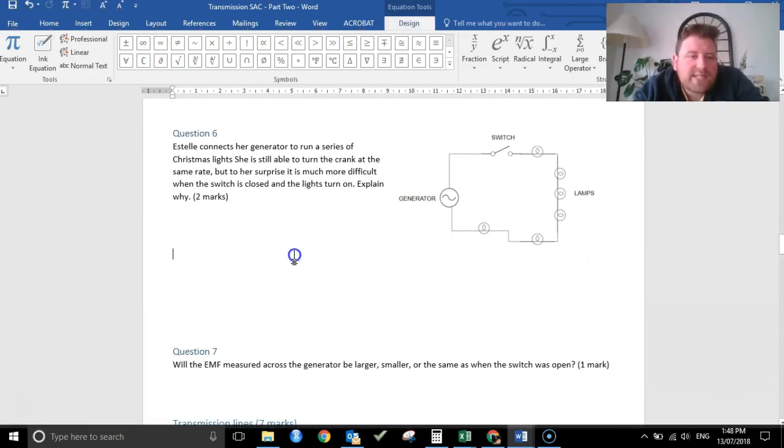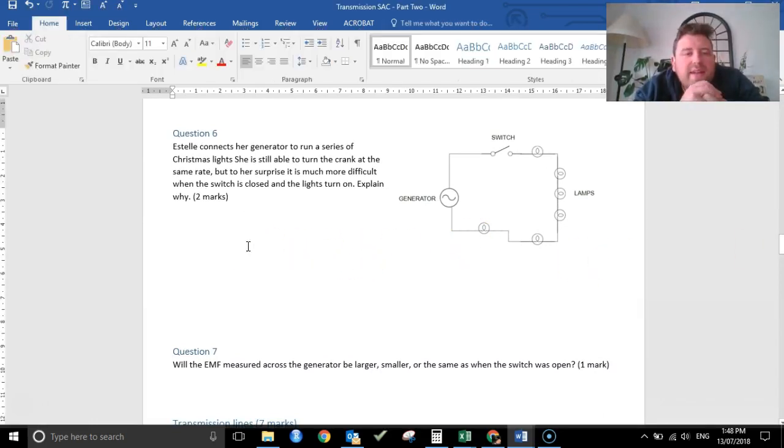Okay, question 6. Estelle connects her generator to run a series of Christmas lights. She's still able to turn the crank at the same rate, and that's going to be important for question 7. But to her surprise, it's much more difficult than before now that the switch is closed and the lights are on, and we have to explain why.